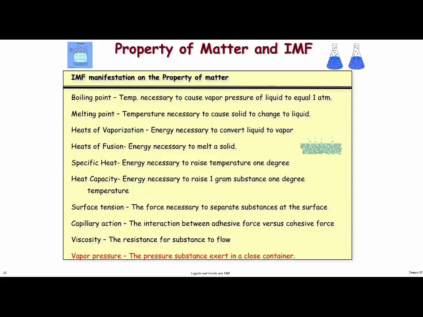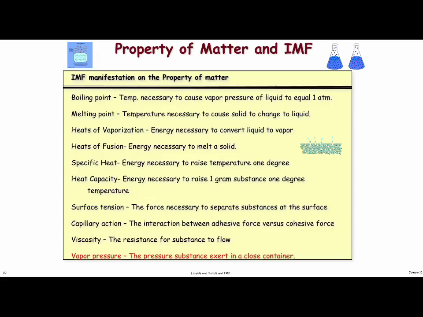Heat of fusion, that's how much energy you need to melt a solid. Specific heat, the amount of energy you need to raise the temperature 1 degree. Heat capacity, how much energy you need to raise 1 gram of substance 1 degree in temperature. Specific heat and heat capacity, we will talk more about shortly. Okay, surface tension, that's basically the energy at the surface of a liquid interface.